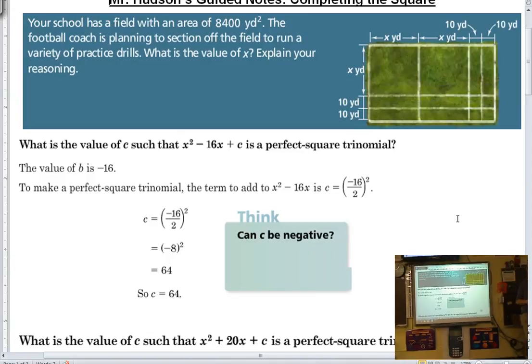Yeah. So, your school has a field with an area of 8,400 square yards. We want to section out the field to run a variety of drills. So to do these drills, we need 2 square spaces, both x by x, and then we're going to have some rectangular spaces left over. And actually, if we cut it all up, we're going to have some other small squares in the corner, because these would end up 10 by 10. So we want to figure out what the value of x is. So when we talk about area, we know that area for a rectangle would just be length times width. So we need to talk about our length and our width here.